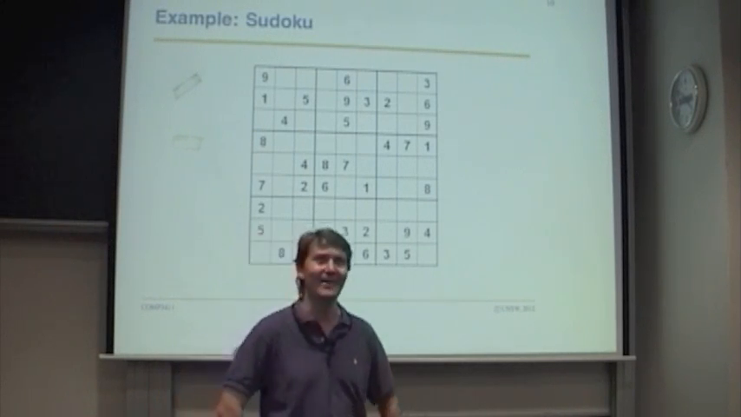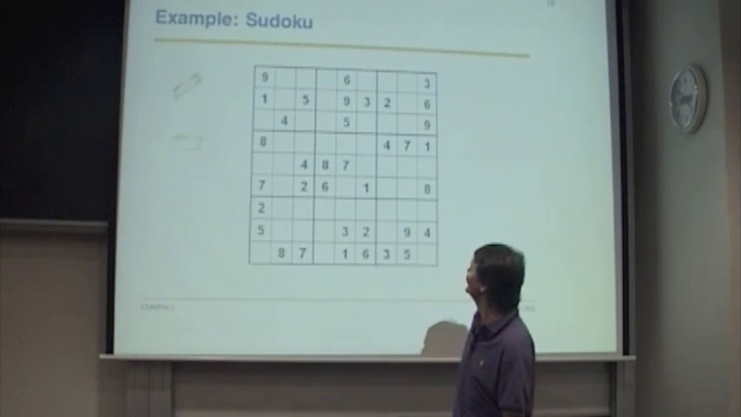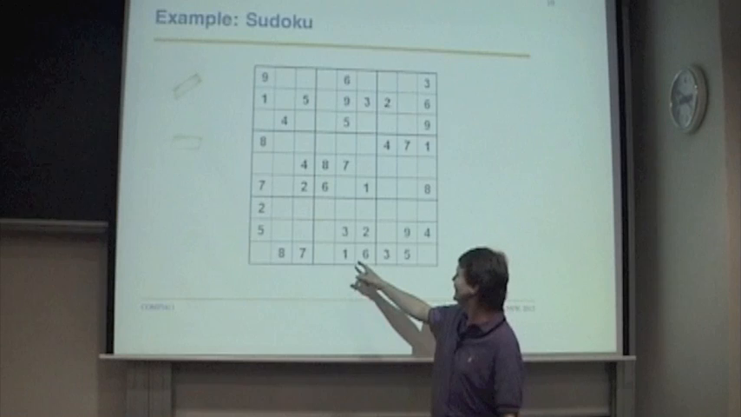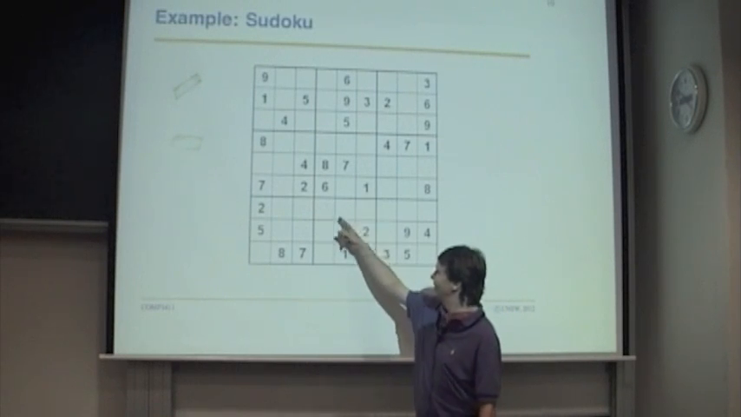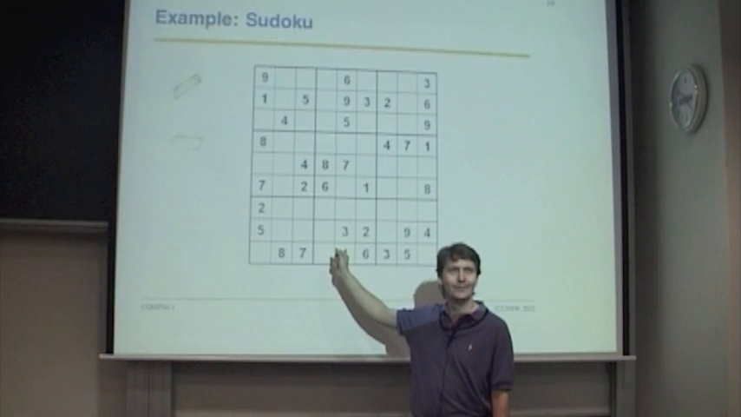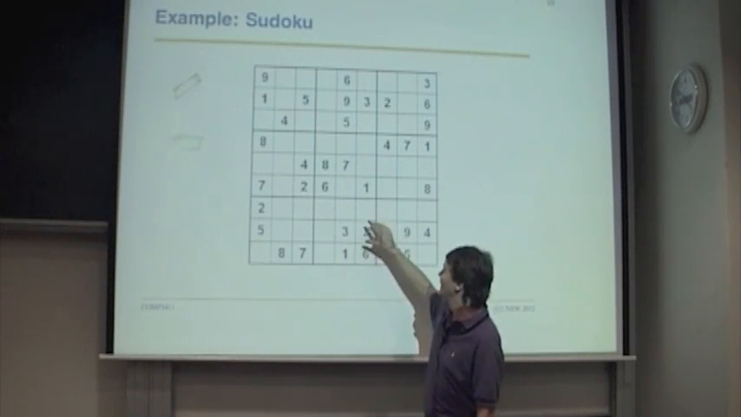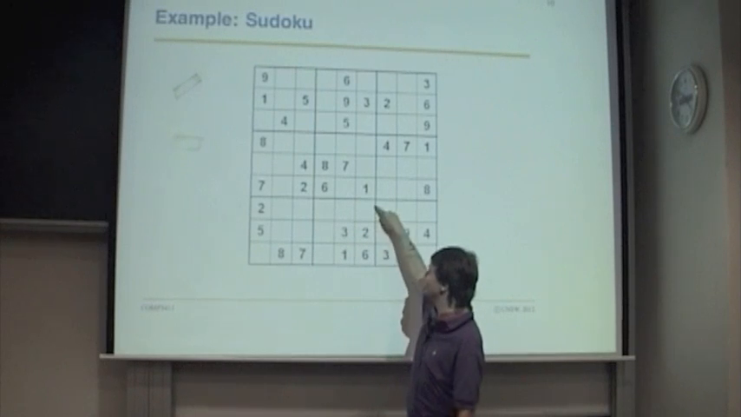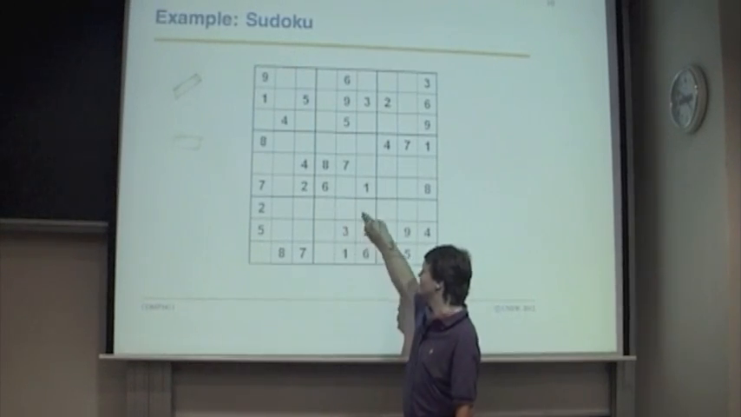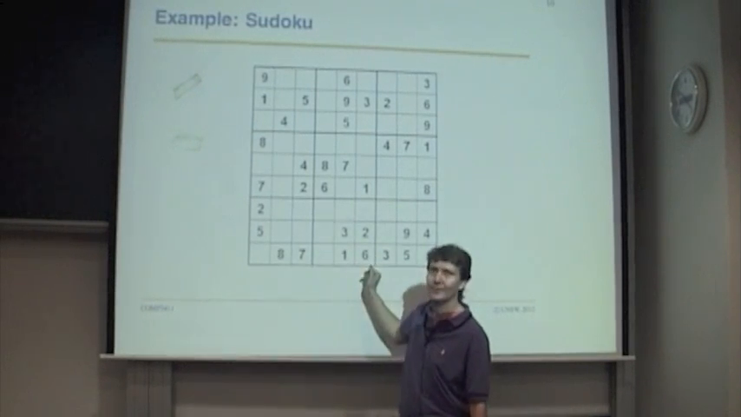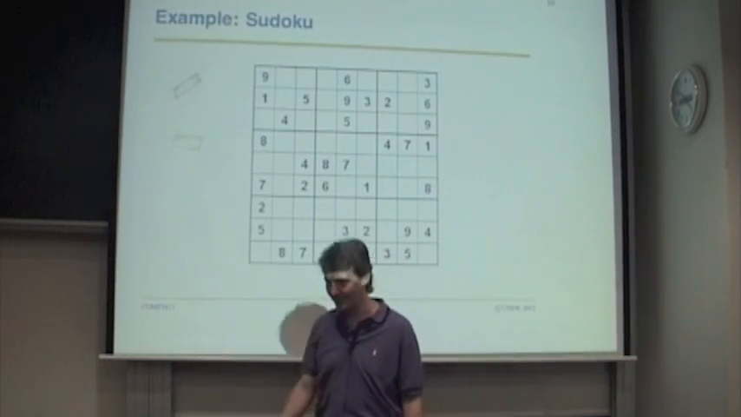Here's another constraint satisfaction problem you're probably all familiar with, right? Sudoku. What's the rule with Sudoku? Put the numbers 1 to 9 in each box, row, and column. That's right. So the numbers 1 to 9 have to occur exactly once in each box, in each row, and in each column.